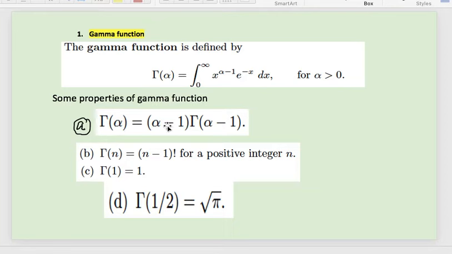But if n is an integer, it can be rewritten in terms of factorial. And the last part is also useful if some gamma value is asked which is not an integer. Remember, gamma half is root pi.